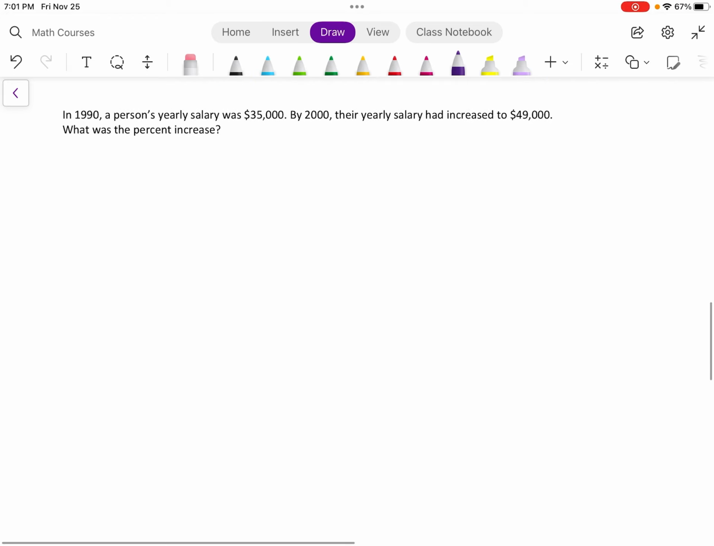The next problem we're going to talk about salaries. In 1990, a person's yearly salary was $35,000. So that's what they started with. That's the beginning amount. By the year 2000, their yearly salary had increased to $49,000. That's their ending amount. What was the percent increase?